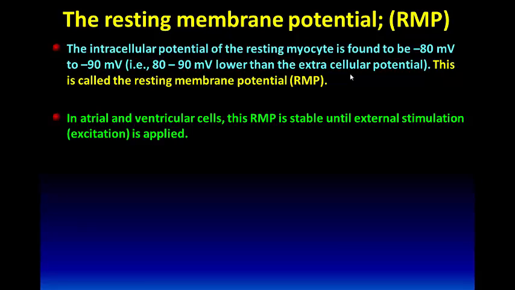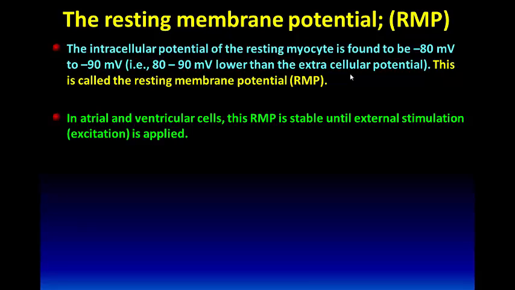In the atrial and ventricular cells, this resting membrane potential is stable, and the cells would remain in resting state, would remain in relaxation and in diastole until a stimulation arrives or until the cells are excited. The stimulation arrives from the sinoatrial node through the specialized conduction system, and also from cell to cell, from myocyte to myocyte, because we have intercalated discs between the myocytes.